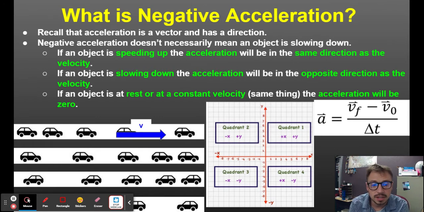So if we look down here, notice that the car is moving in the positive direction, and this car is speeding up. So the acceleration will be in the same direction, in the positive direction.